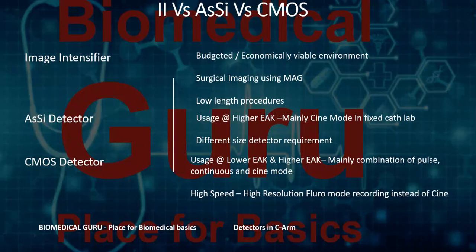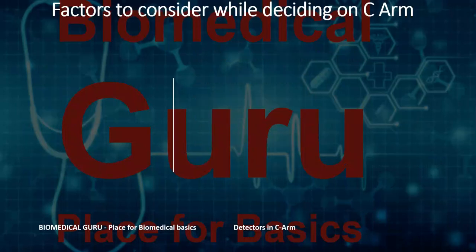And where to use CMOS detector? If you want to use it in a surgical environment, or if you want to use it in a vascular or cardiac environment, where your machine generator capacity is only 15 or 20 kilowatt, then CMOS detector works better than amorphous silicon detector, because principally and by theory and by practical, CMOS detector is more efficient than amorphous silicon detector at lower EAK. And also, if you want to use fluoro mode instead of cine for recording, then also CMOS detector will be a better choice.